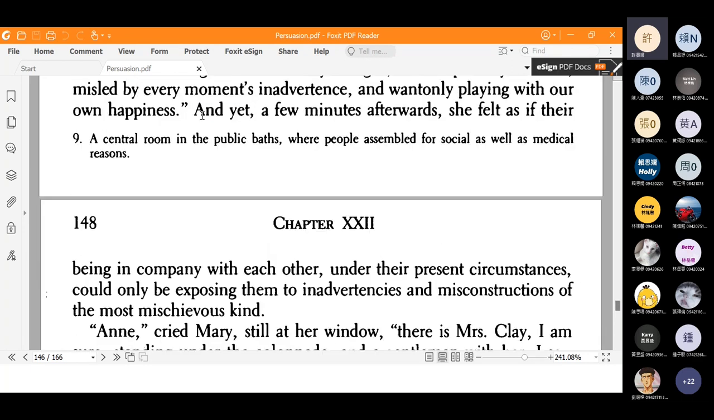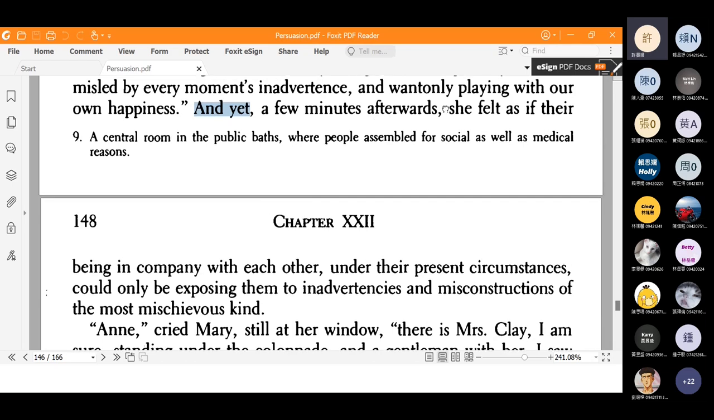And yet, a few minutes afterwards, she felt as if their being in company with each other under their present circumstances could only be exposing them to inadvertencies and misconstructions of the most mischievous kind.